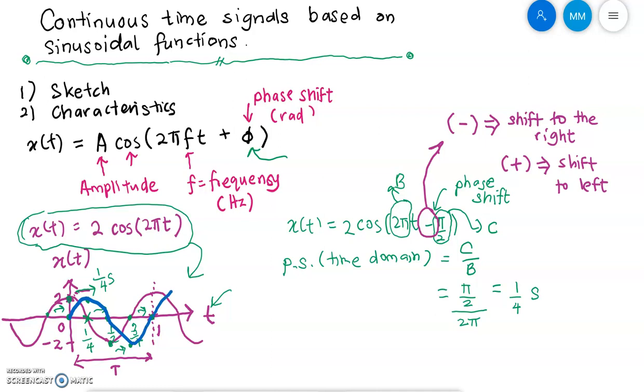that is now representing the function xt equals 2 cos(2 pi t minus pi over 2). So this is how we sketch the function of the sinusoidal signal with a phase shift.